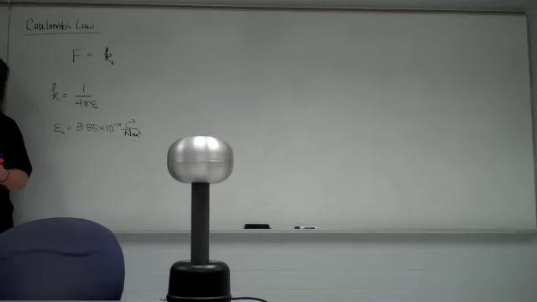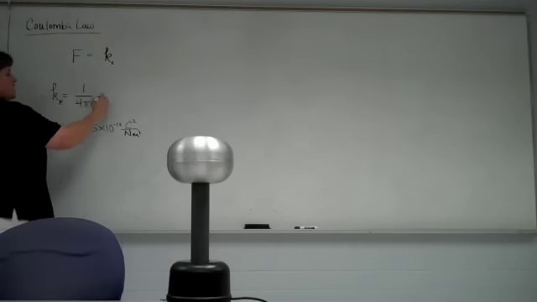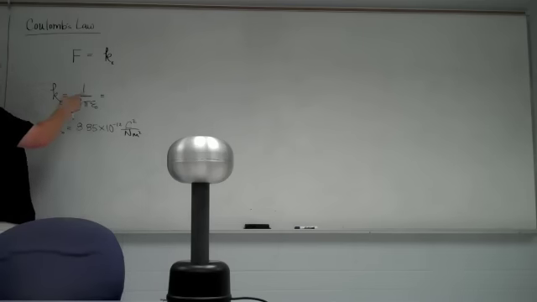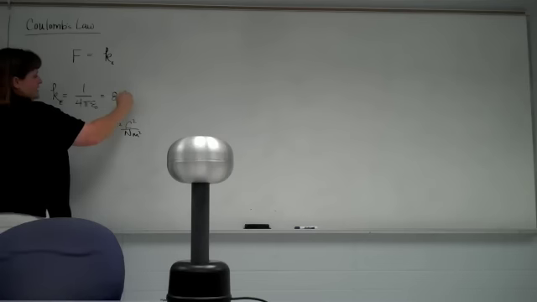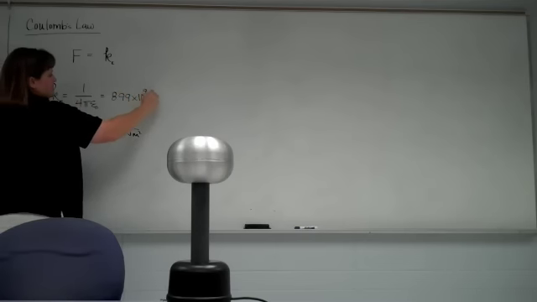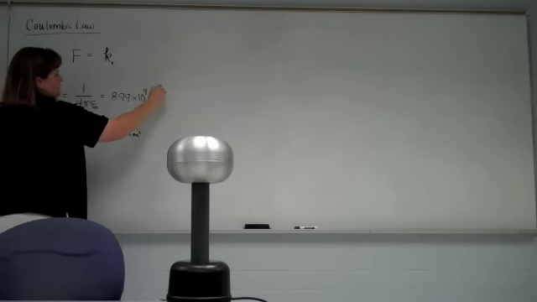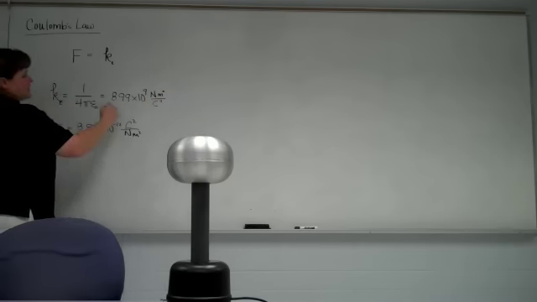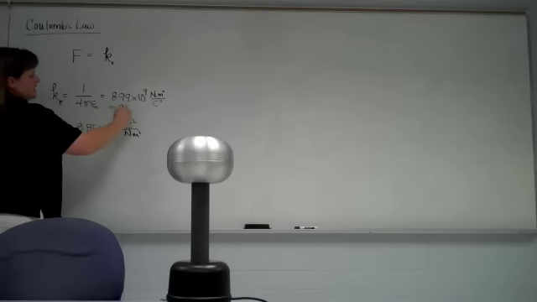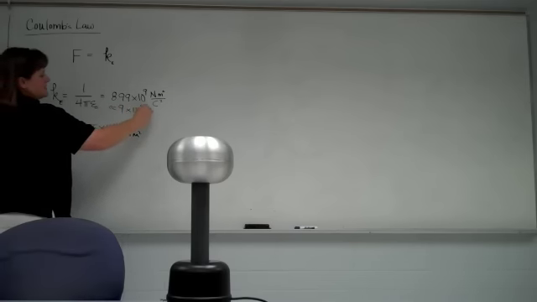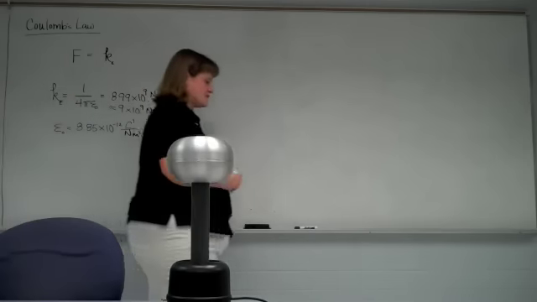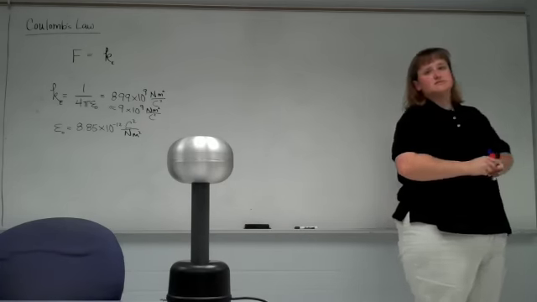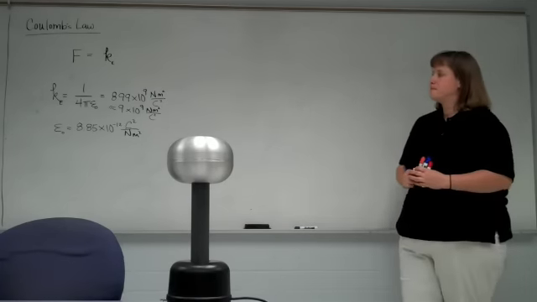So someone got really tired of writing 1 over 4 pi epsilon naught and said, you know what, let's just call it k. Make it a constant. When we plug in 1 over 4 pi epsilon naught, it comes out to be 8.99 times 10 to the 9th. Units are Newton meter squared per Coulomb squared, which, by the way, is close enough to 9. A lot of times we'll just use 9 times 10 to the 9th. So that k is actually a very large number. That constant is very big.